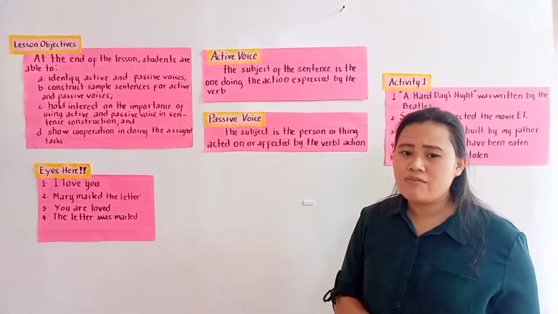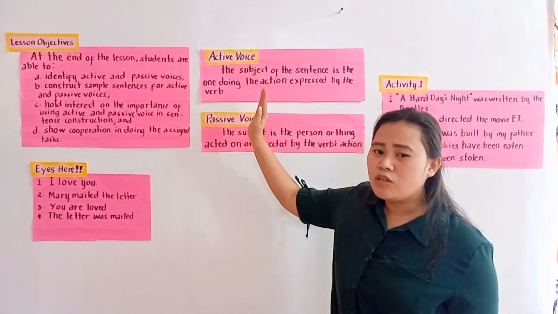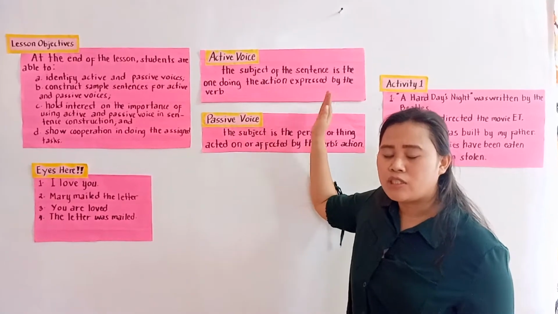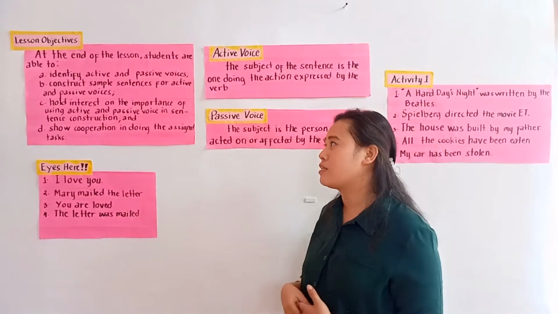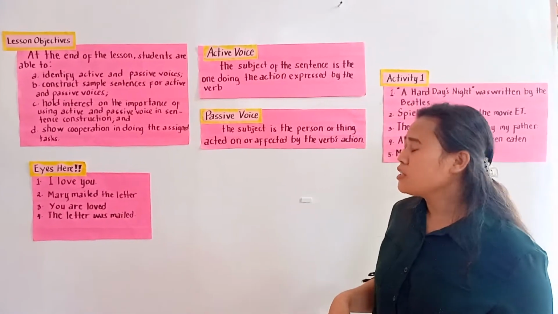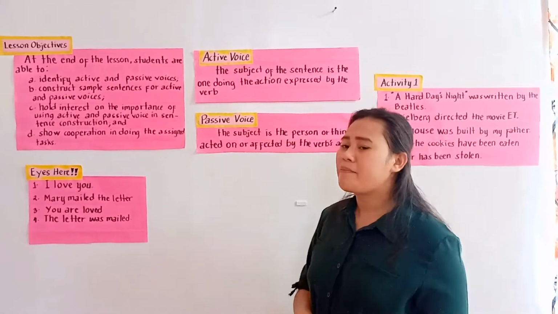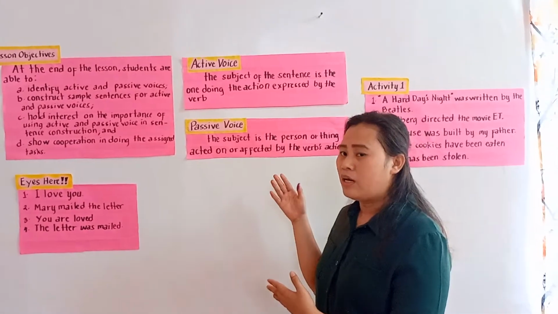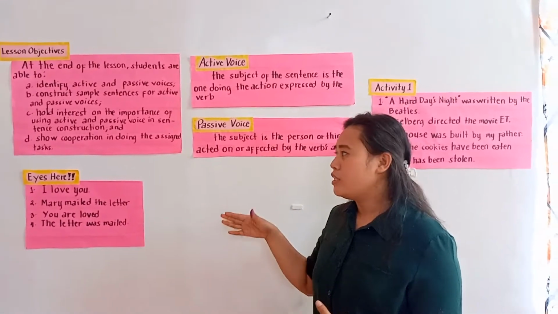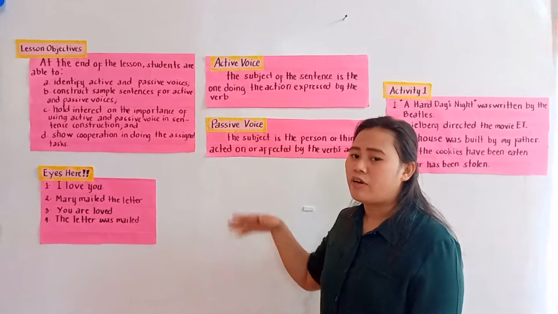So again, for active voice, that is subject or doer, verb, and receiver of the action. So that's the pattern or the structure of our sentence. Okay. Next, the second type of voice, we have the passive voice. So for the passive voice, that is inverted, or that is the opposite of our active voice.